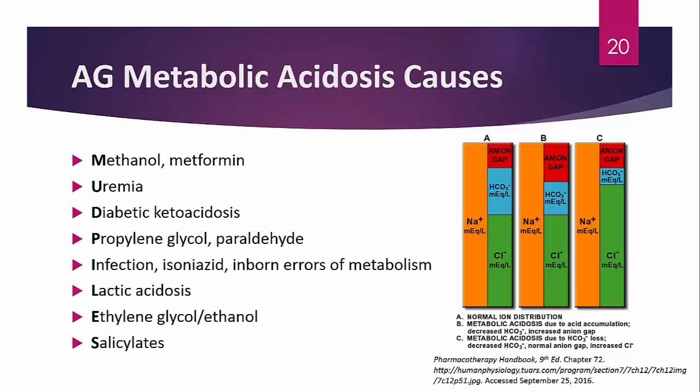Ethylene glycol and ethanol are another source of metabolic acidosis, as well as salicylates or things such as aspirin, as a lot of these substances are acidic in nature. So a patient may potentially overdose on aspirin and not be able to eliminate it as well, and they may develop an anion gap metabolic acidosis as a result of that, though that's probably more commonly seen in overdoses.